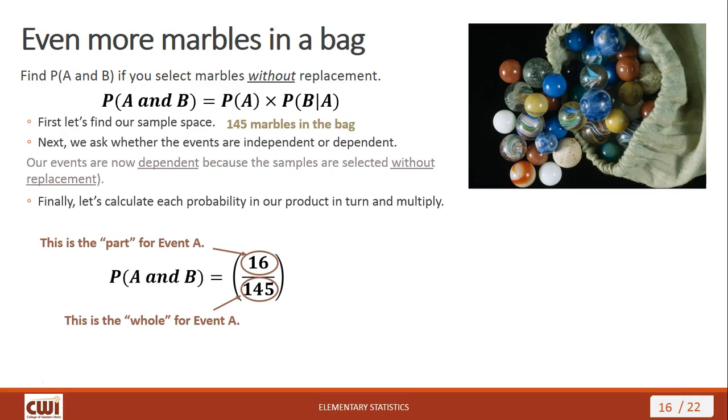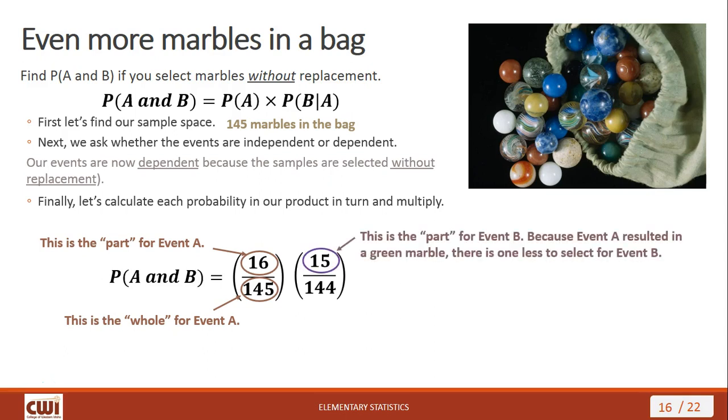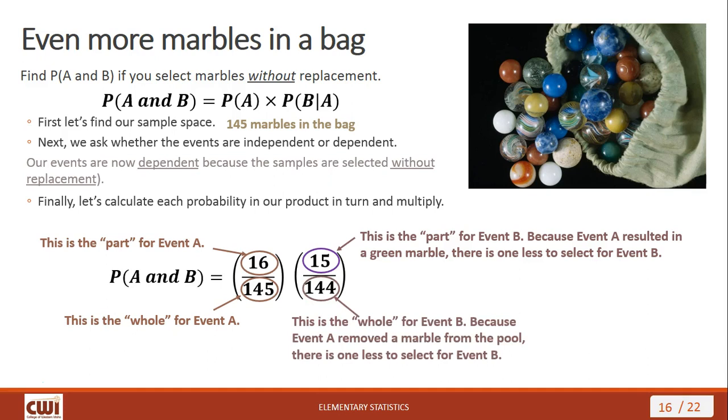Now we're going to do the same thing for the second marble that we take out of the bag. But remember, we did not put the marble that we took back into the bag. So the green marble we selected does not go back in the bag. That means now there's only 15 green marbles in the bag and 144 marbles total. Because we did not put the green marble back in the bag, there's one less green marble to select. So our part went down by 1. But because we didn't put the green marble back in the bag, the whole also reduces by 1. There's one less marble in the bag total. So both of these numbers have decreased by 1.